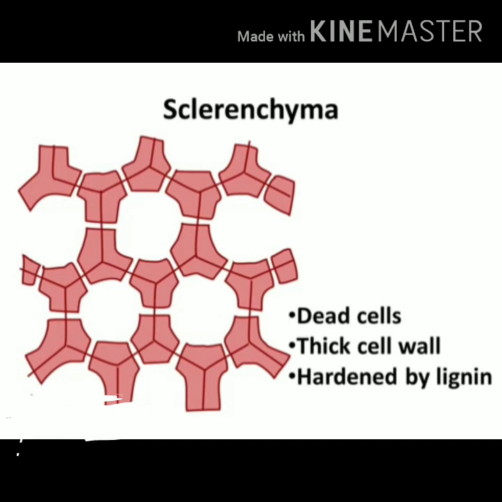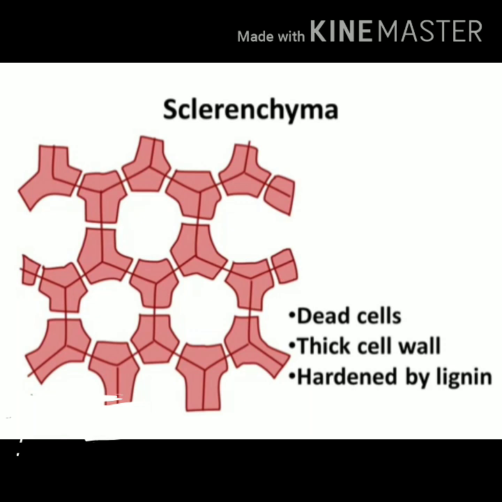Sclerenchyma tissues are present in the stems, around the vascular bundles, in the veins of the leaves and in the hard covering of seeds and nuts. So they provide strength to the parts of the plants.